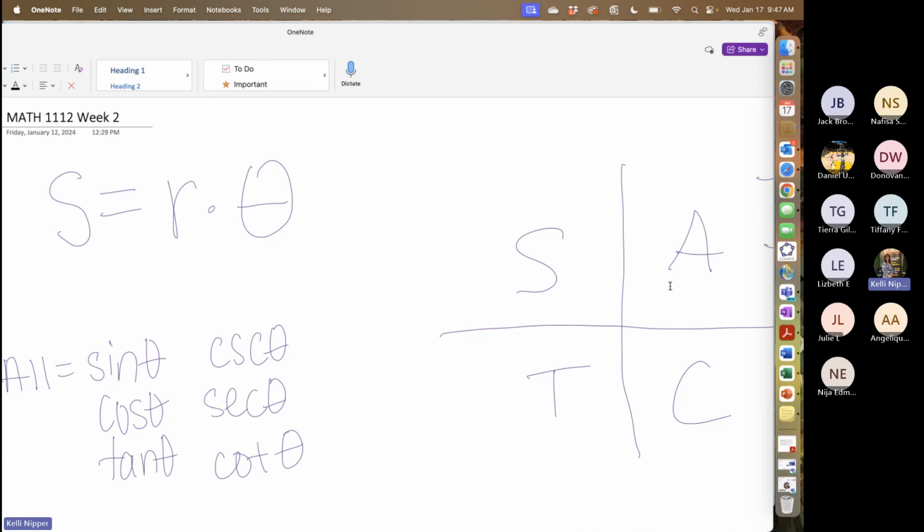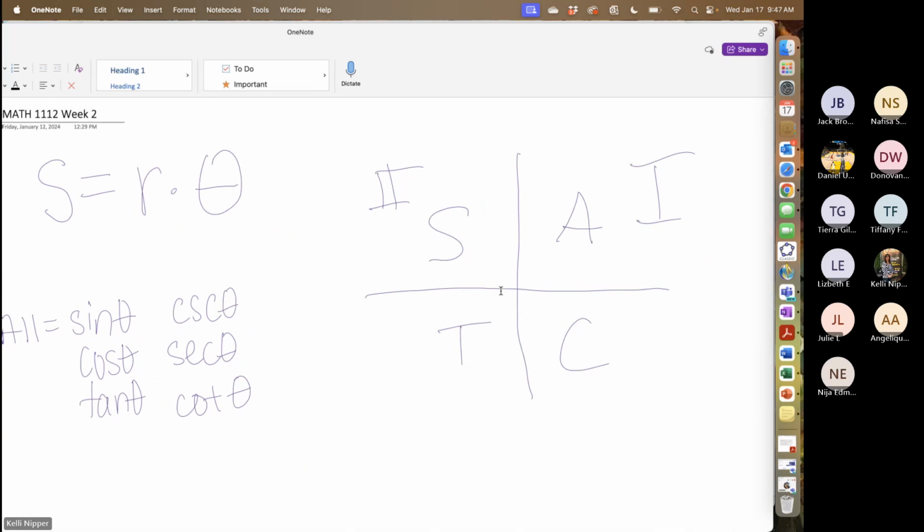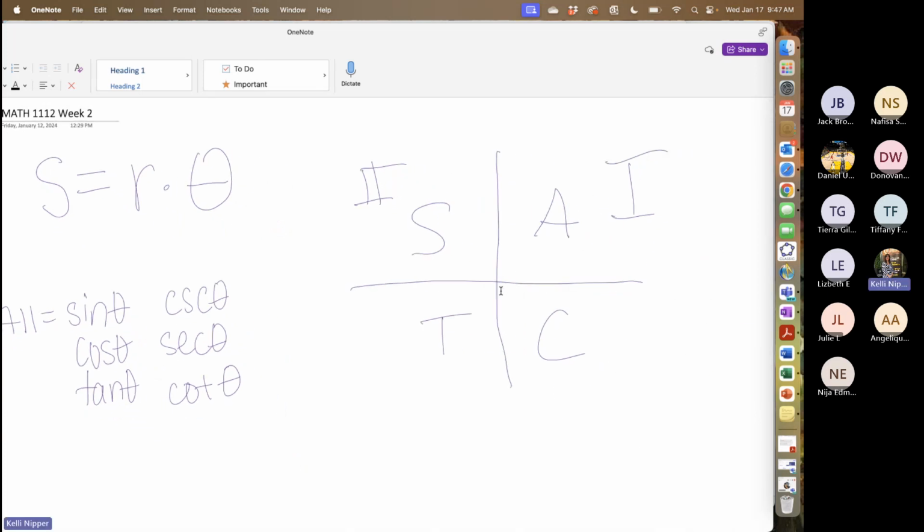Okay, in quadrant 2, only the sine of theta and its reciprocal cosecant are positive. So that means that all 4 of the other ones are negative. So tangent and cotangent, cosine and secant are all negative. Okay, so all of these are positives.